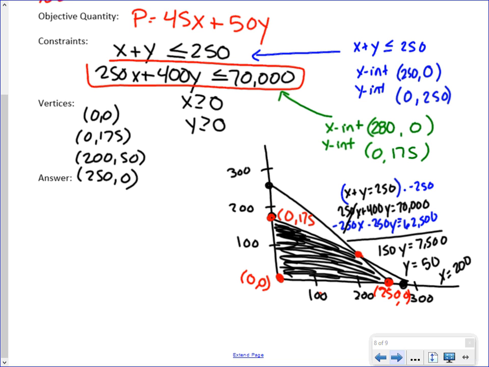Then what do you do with those vertices? Plug them in and see which one gives you the highest number. That's your maximum profit, right?